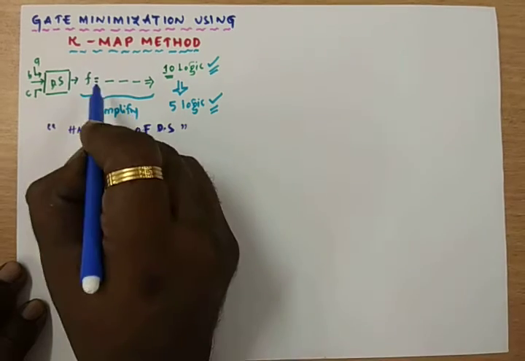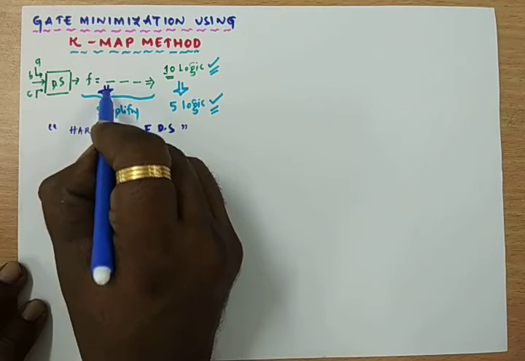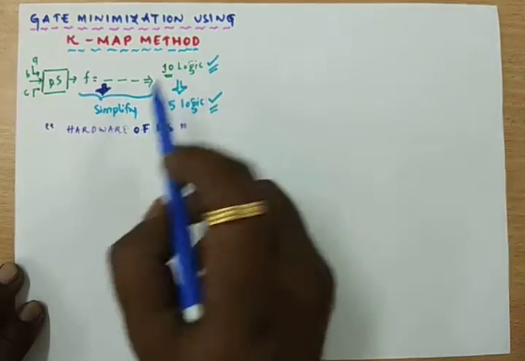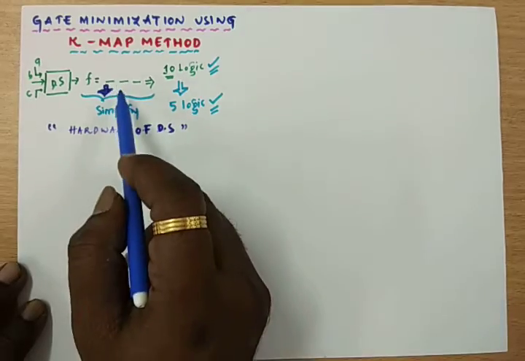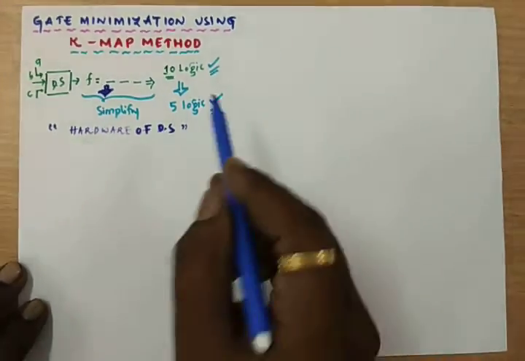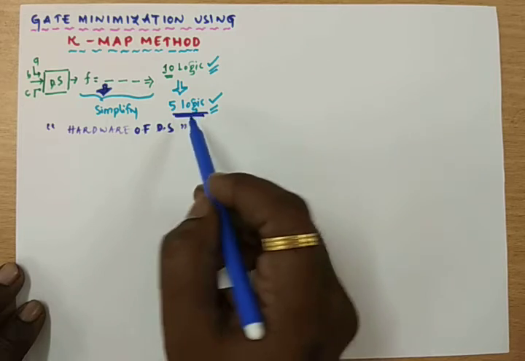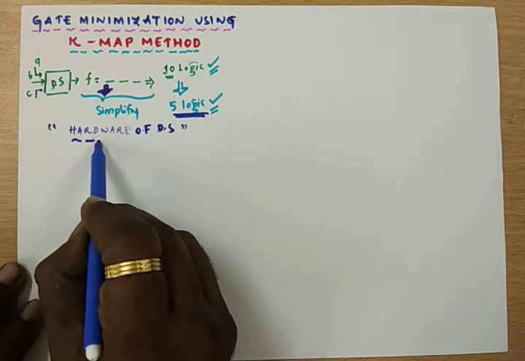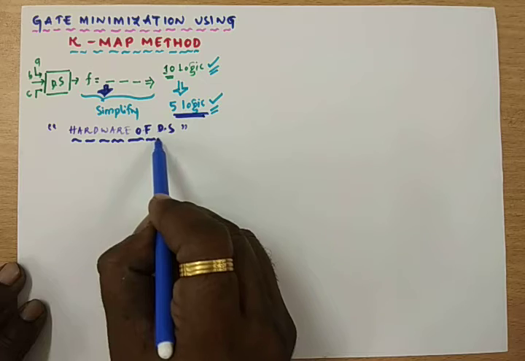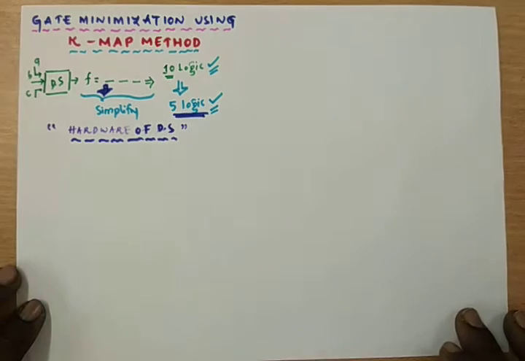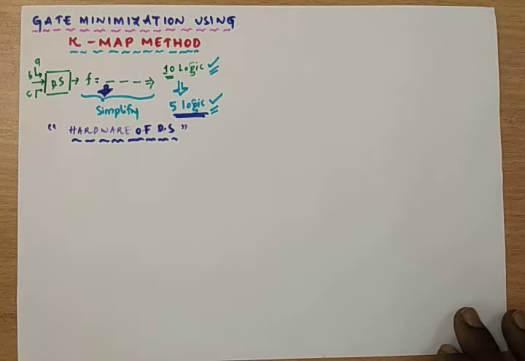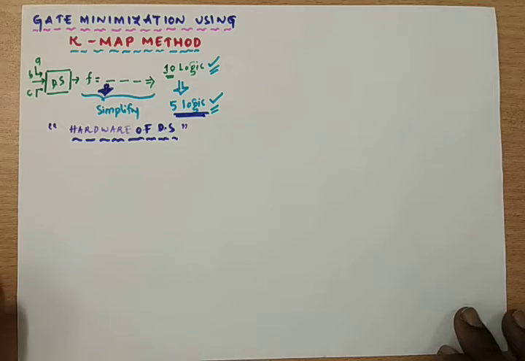So what is the need of simplification? By making use of simplification, we can reduce the Boolean expression into the minimum terms, such that we can make use of the least number of logic gates, and so the hardware of the digital system is reduced. By reducing the hardware, we can have the other advantages from the digital system.